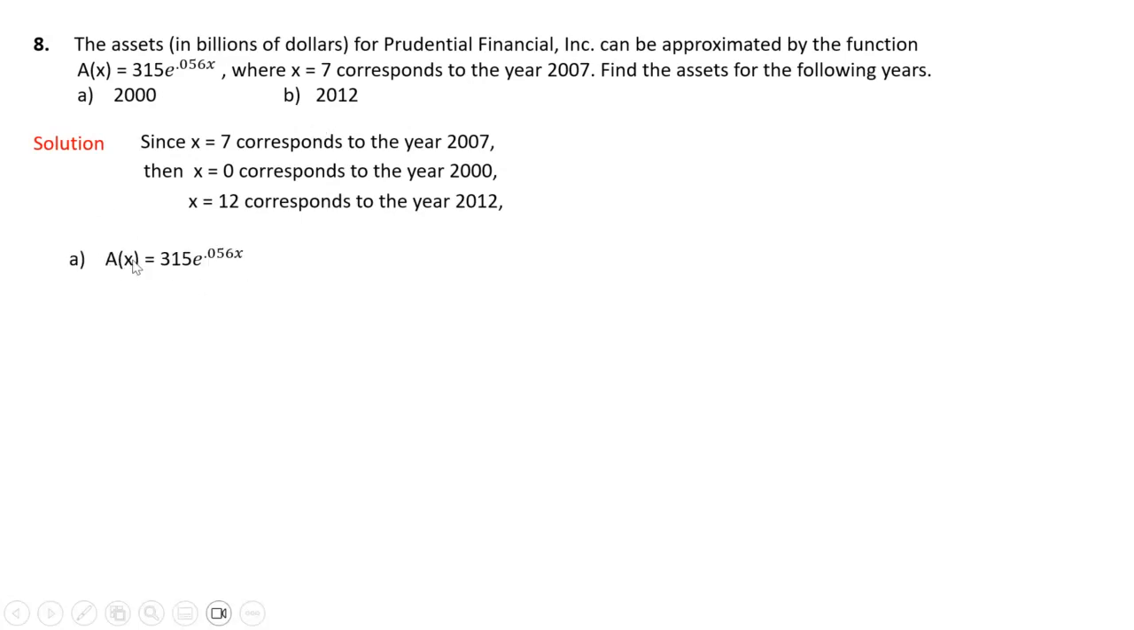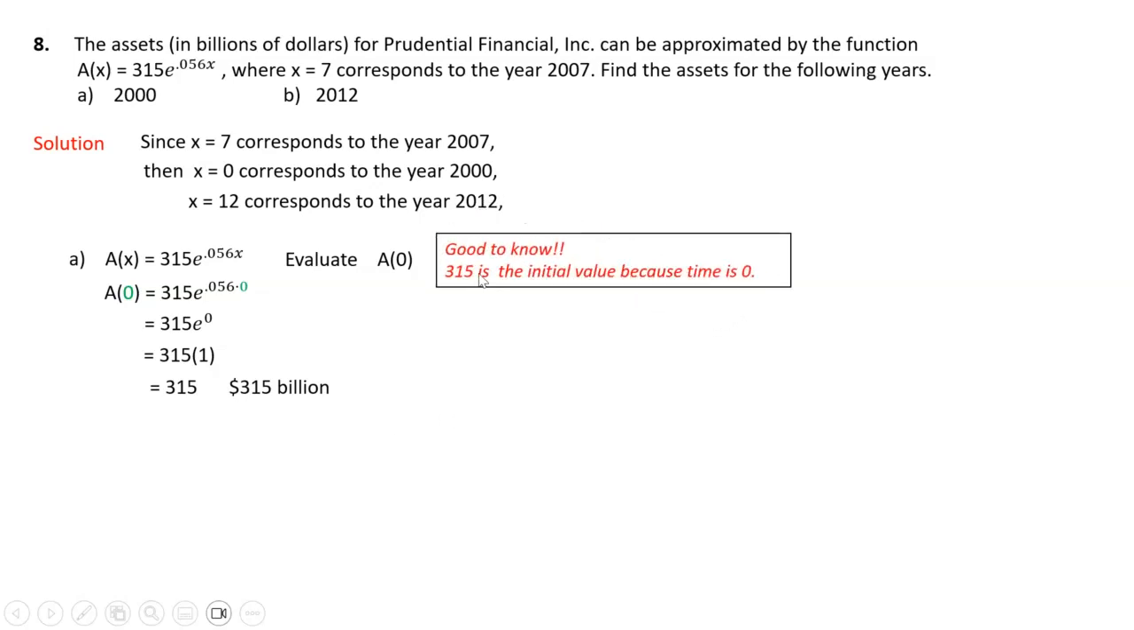So for A part, I'm going to evaluate the function at A of 0, which means I'm going to plug in 0 where the x is. The answer will be 315. So the answer is right because it's in billions of dollars. The answer will be 315 billion. Good to know, 315 is the initial value because time is equal to 0. I think that'll be helpful for the next problem.